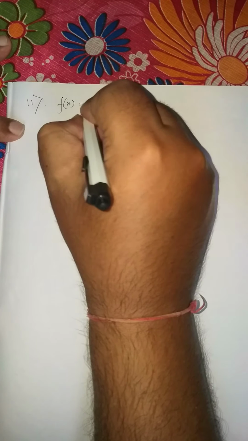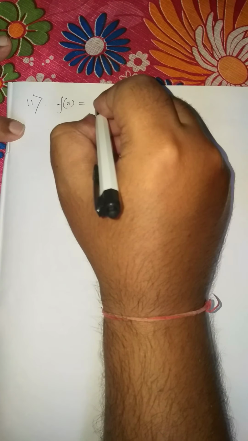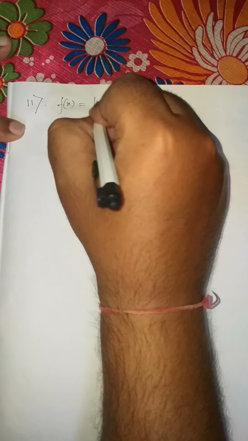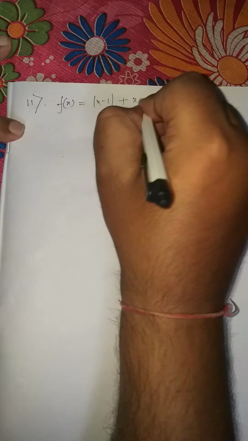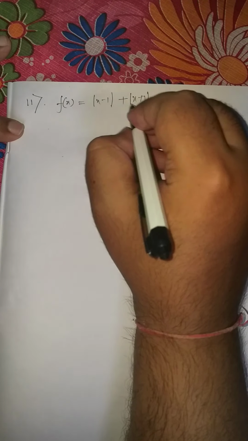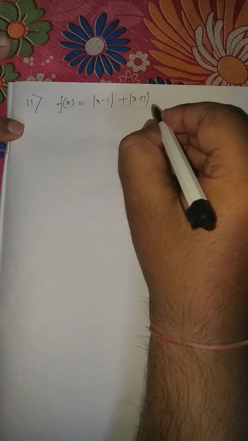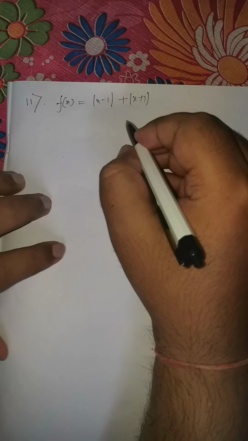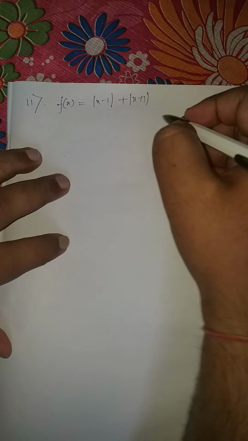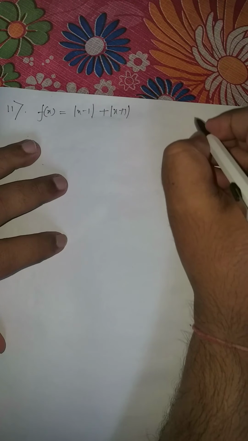f(x) = |x minus 1| + |x plus 1|. Examine whether this function is continuous at x equals 1. So you have to check whether the function is continuous at x equals 1.